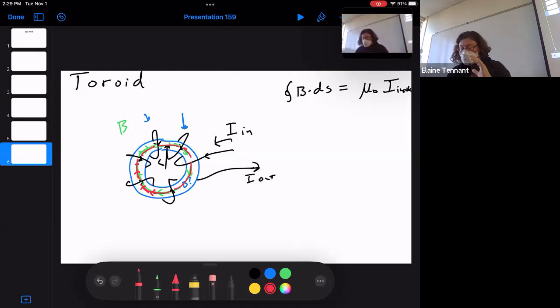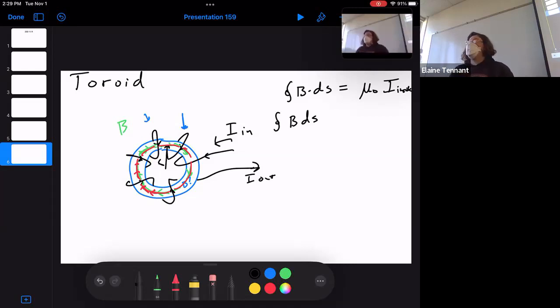Okay, so we can go ahead and say this dot product is giving us just B ds times the cosine of 0, but that's just 1. And then we're going to say, okay, do we expect the strength of the magnetic field to change as you go around that circle? Is there a physical reason why it would be stronger on one side than the other?